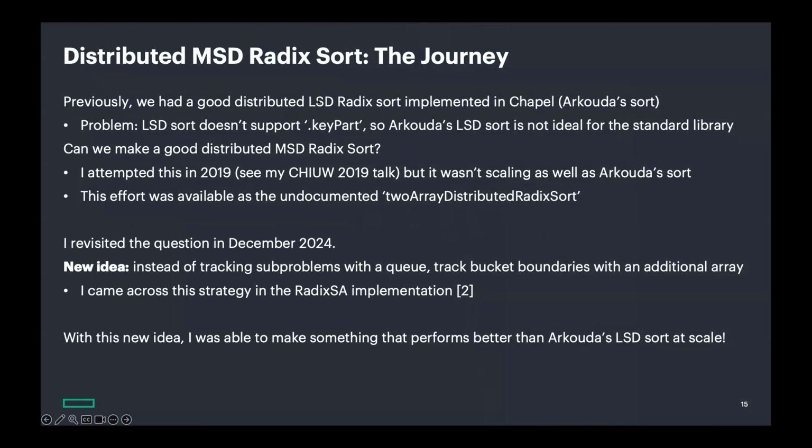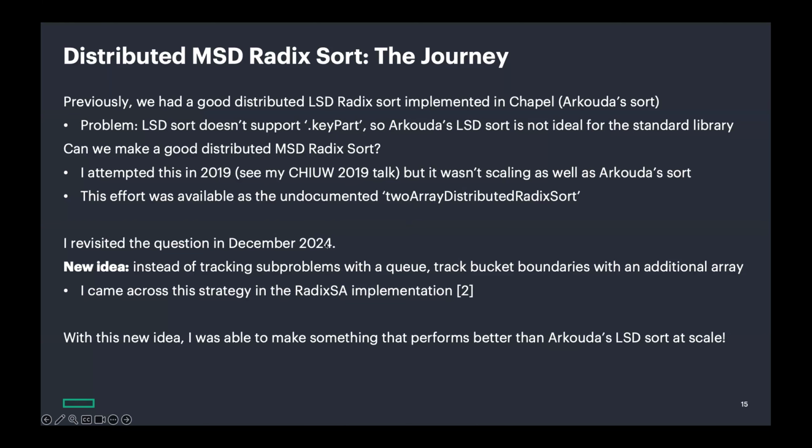Previously we had a distributed LSD radix sort implemented in our CUDA, but the problem was that it couldn't support the .keyPart interface or sorting variable length strings generally, because it's an LSD sort, which I already described. I tried to make a distributed MSD radix sort in 2019. There was a talk about that, and I'll show it in performance slides in a second. That's called two-array distributed radix sort.